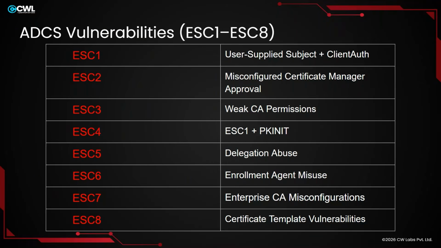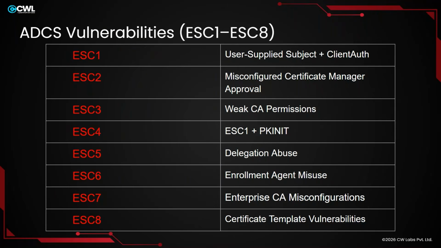In ESC2 misconfiguration, users can approve their own certificates by their own request. ESC3, attackers can modify the certificate settings and templates. ESC4 is like a golden ticket attack. We can forge a Kerberos TGT. It allows a user to forge a TGT. ESC5, we can impersonate another user or service. ESC6 requires a certificate on behalf of another user.